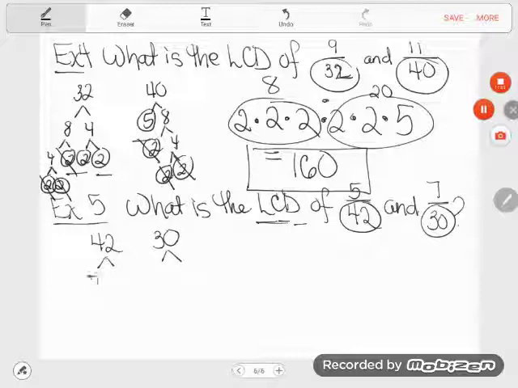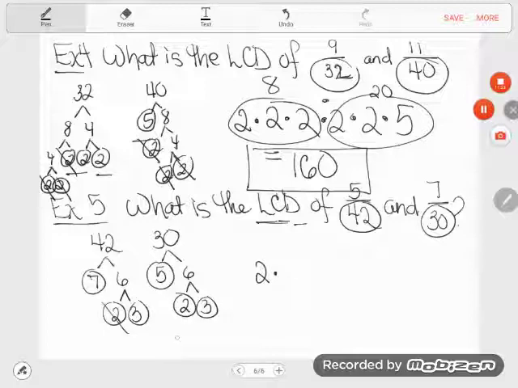So 42 is the same as 7 times 6. 7's prime, but 6 is not. 6 is made of 2 times 3. 30 is the same as 5 times 6. 5 is prime, but 6 is not. 6 is the same as 2 times 3. Now, you can see that they both have that 2 times 3. That's 6 in there. And so I will give the 2, remembering that I can take that off of both of them if it's shared. I'll give the 3. I'll take that off of both of them if it's shared.